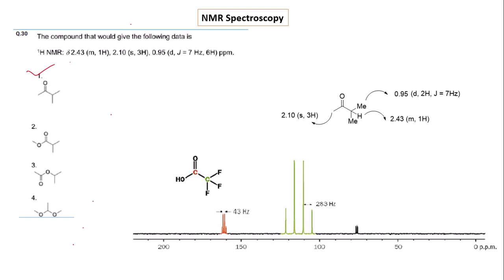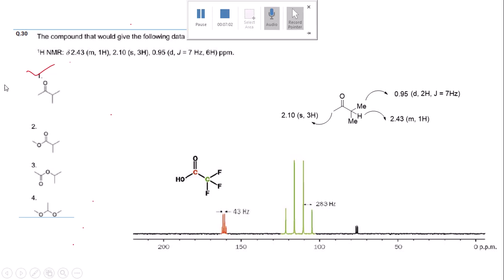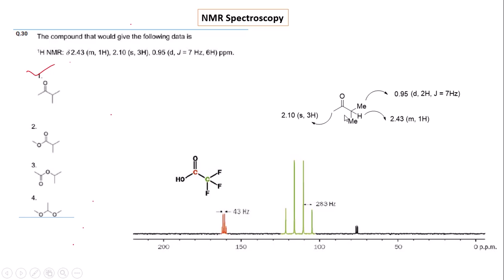Next is the problem related to NMR spectroscopy, where the different protons resonate in different fields. Here the two methyl protons resonate at 0.95 delta, and are split by the hydrogen atom as a doublet. The methyl group adjacent to the carbonyl group resonates at 2.10 as a singlet, 3H, and this hydrogen atom appears as a multiplet. It is next to the carbonyl group.